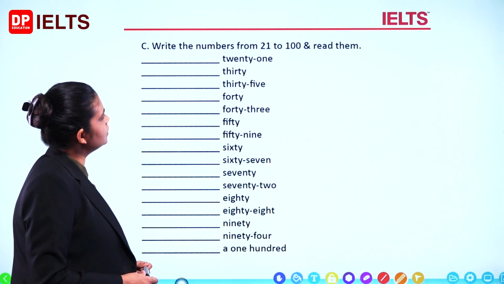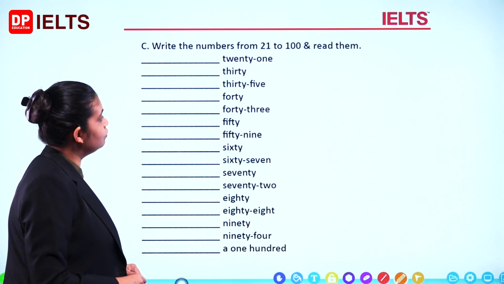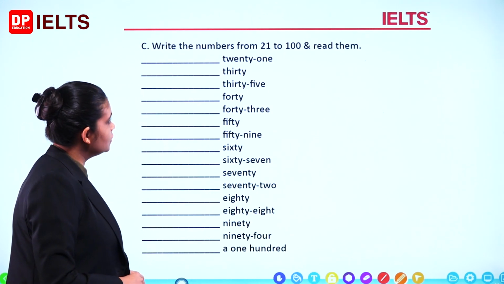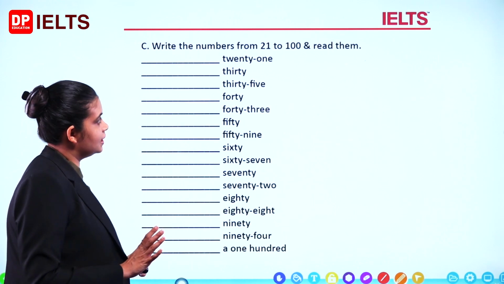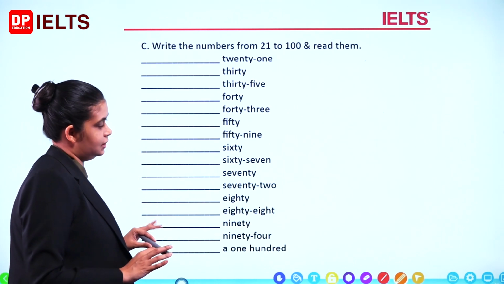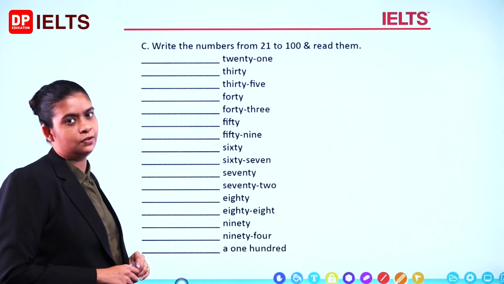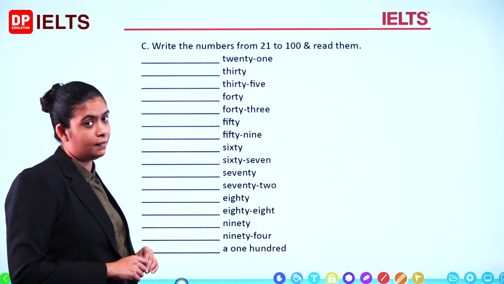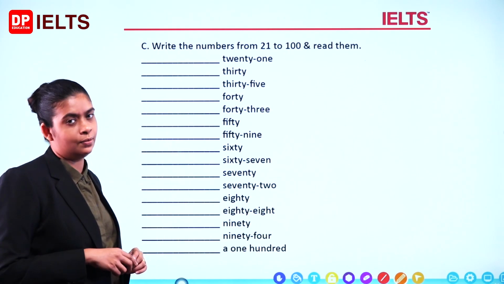Write the numbers from 21 to 100 and read them, okay? So we are going to actually listen and write it, and then you can read it later when you finish. Remember, you're going to hear the audio once.